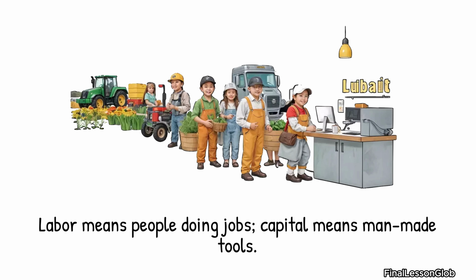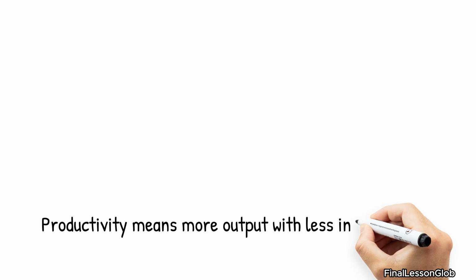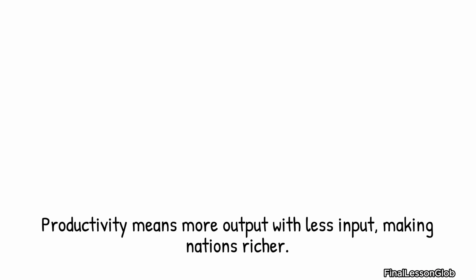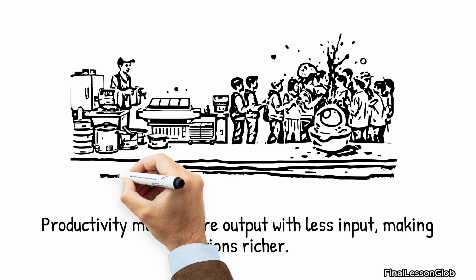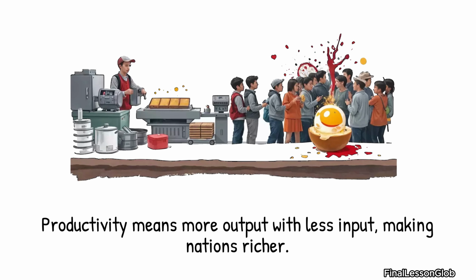Now, how much output? That depends on productivity. If your labor and capital are efficient, you get more toast per person per hour. Productivity is everything. It's literally what makes countries rich or poor. High productivity means more stuff for more people with less effort.